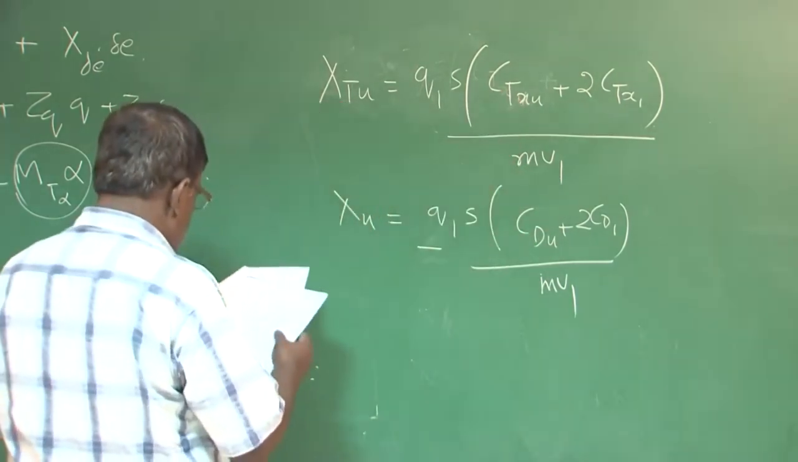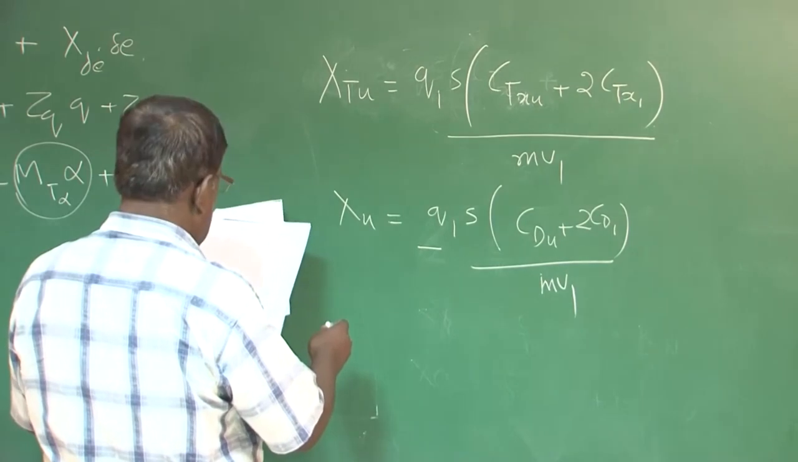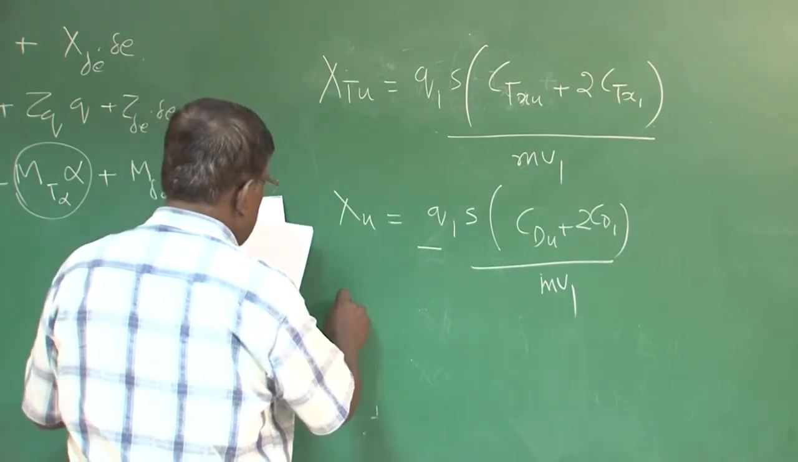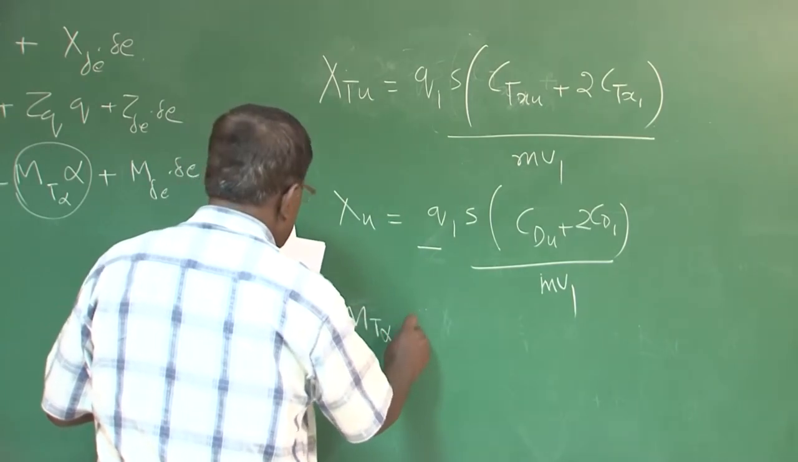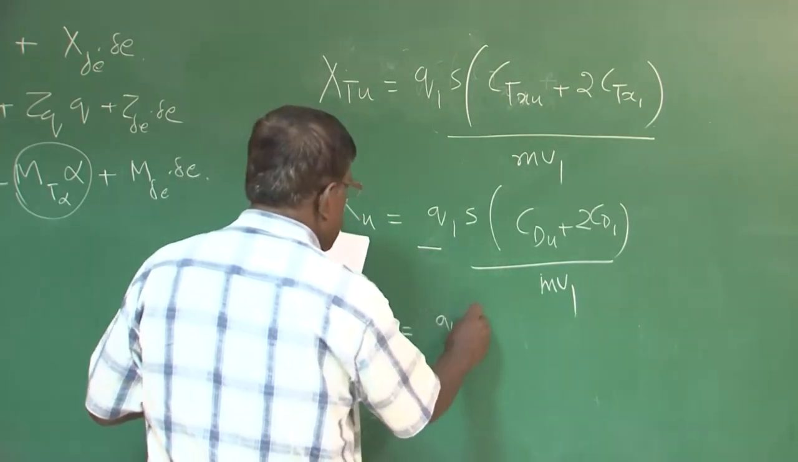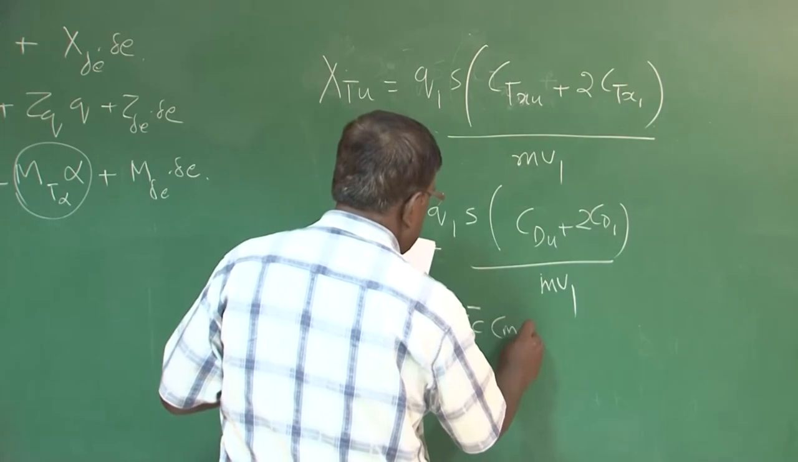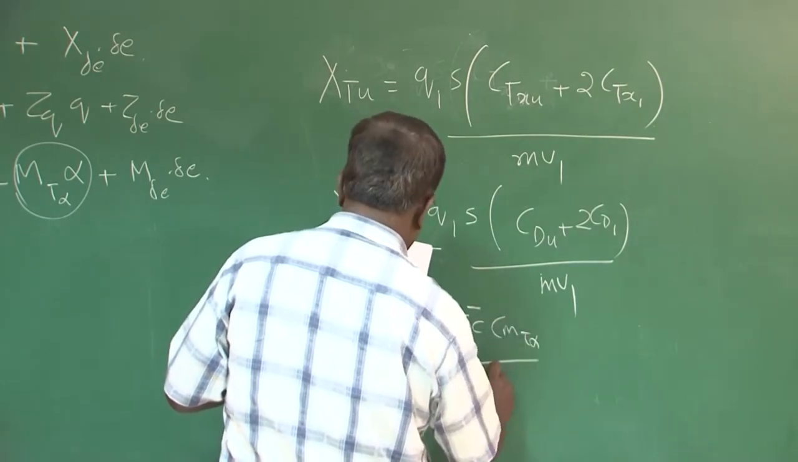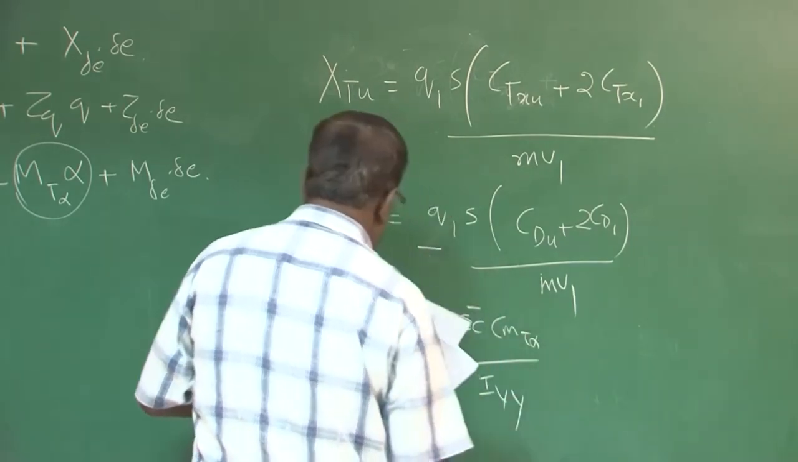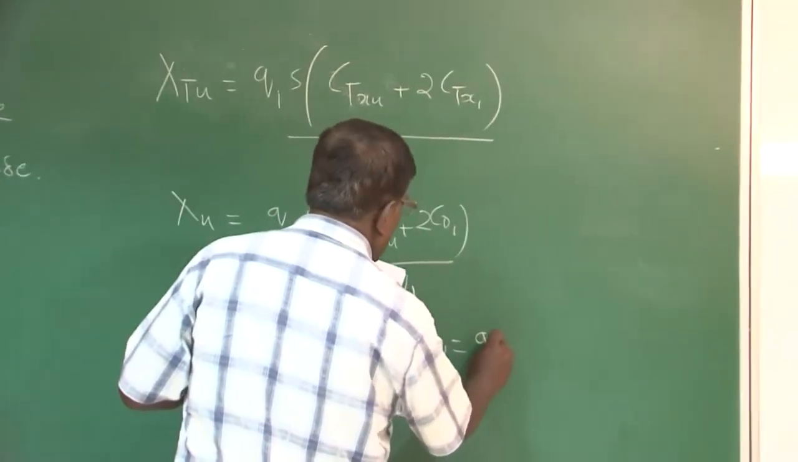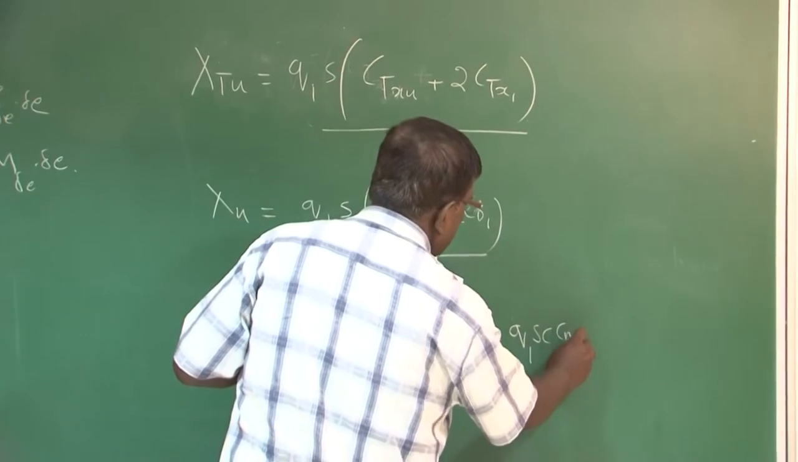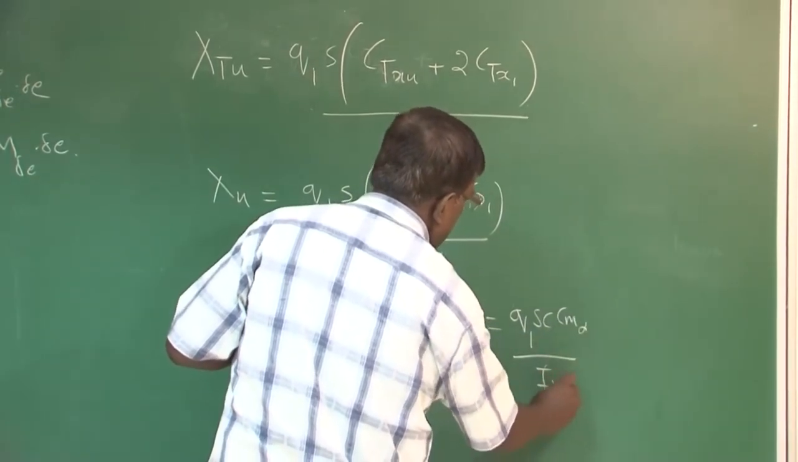Similarly, if you check for mt alpha, it will be q1 S c bar cm t alpha by Iyy, and you could see the corresponding aerodynamic m alpha term was q1 S c bar cm alpha by Iyy.